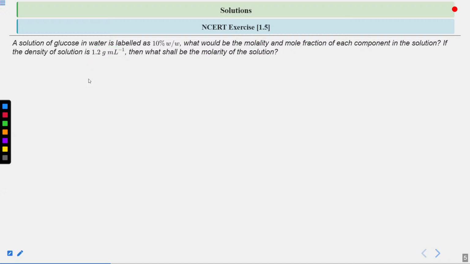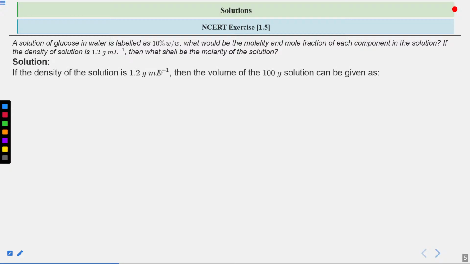If you have to calculate the volume, we must know the formula: density is equal to mass per unit volume. So if density is 1.2 gram per ml and the mass is 100 gram, therefore volume will be mass by density. Very easy. So we got this value as 83.33 ml.